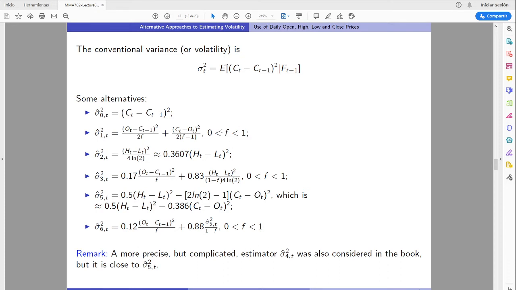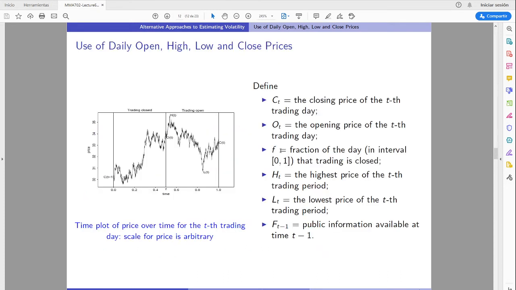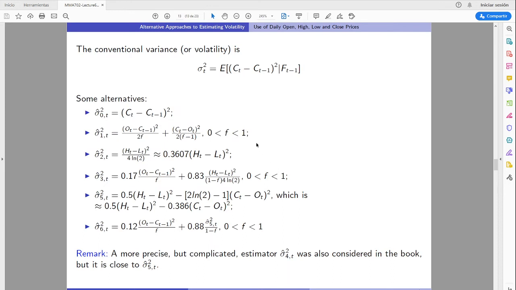Here it is very important that F, I mean the fraction of the day, is neither 0 nor 1, because otherwise one of these two just goes to 0, so this goes to infinity, and a variable with infinite variance is generally undesired. Some have interesting properties, but they're generally undesired.